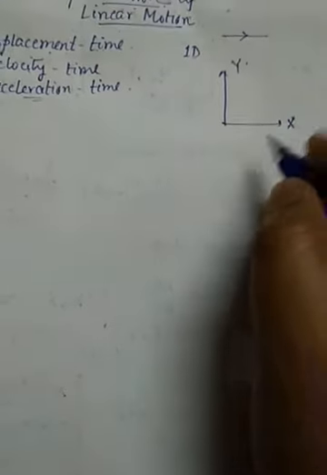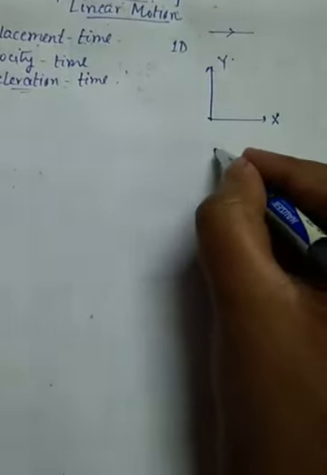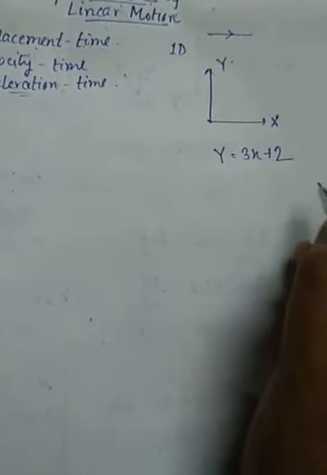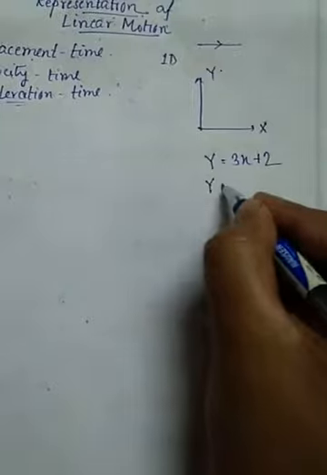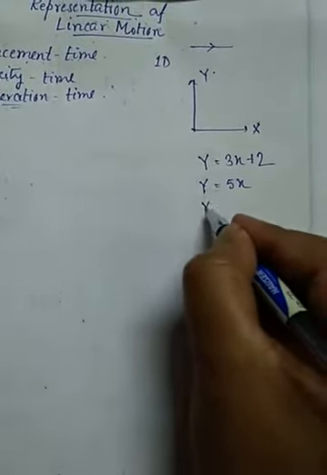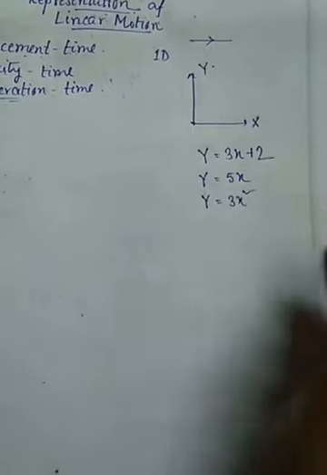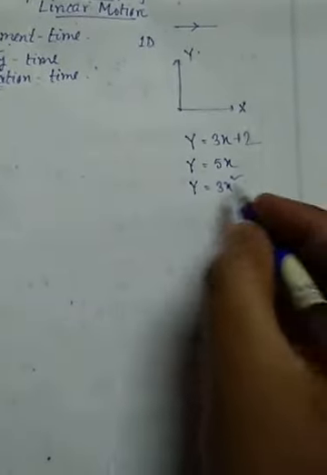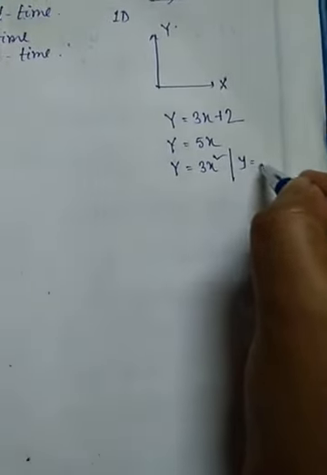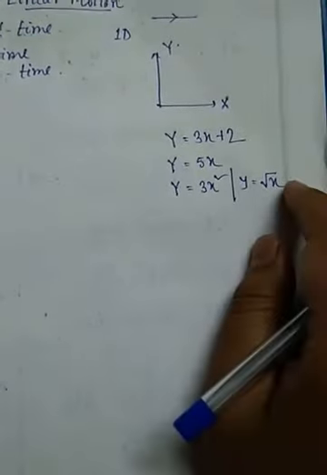For example, let's say the relation is y = 3x + 2. Another relation is y = 5x. Let's say another relation is y = 3x² + something. Or I can say y = √x, something like that.